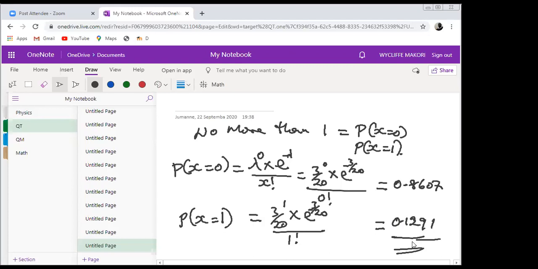Then you add the 2 so that you can get the answer. If you add the 2, my answer tells me it's supposed to be 0.98981, something close to that. So that is how you calculate the Poisson.